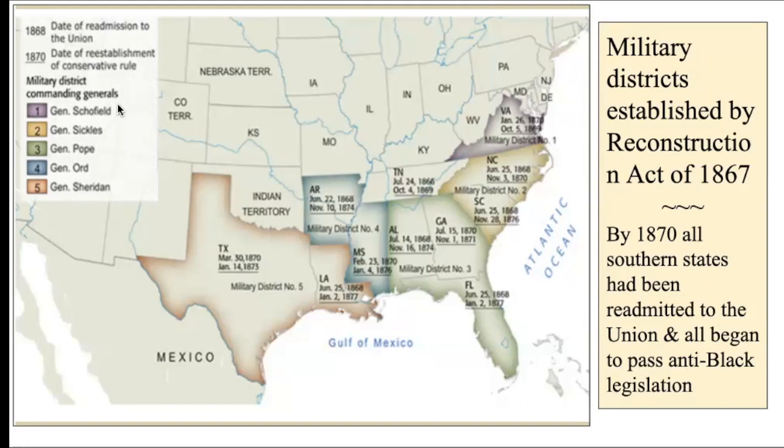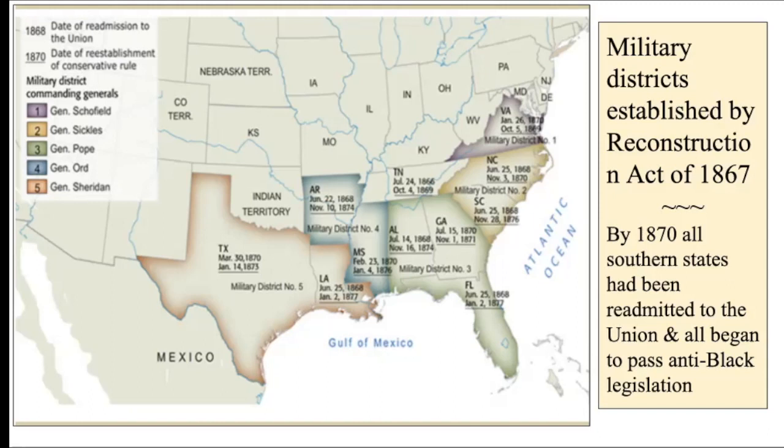You will also see that the map includes 2 dates for each state. The top one for when the state officially rejoined the Union or was accepted back in and thus had Congress members, and the bottom one, the time when the state returned to what the map rather euphemistically calls conservative rule. What this actually means is that almost all Black people who had been elected to positions at any level, but especially the local, had been forced out of office.